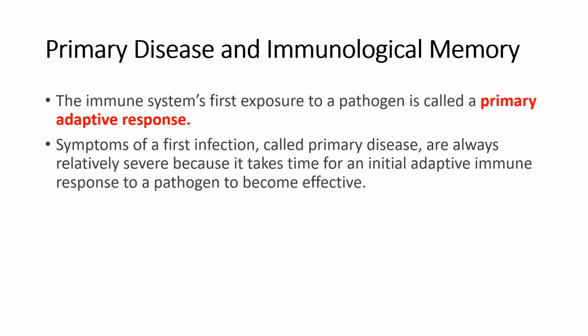So let's first talk about the primary adaptive response. When the immune system is first exposed to a pathogen, so the first time, it mounts a primary adaptive response. Symptoms of a first infection, called primary disease, are always relatively severe because it takes time for the body to develop an initial adaptive response that is more effective. It becomes more effective over time.